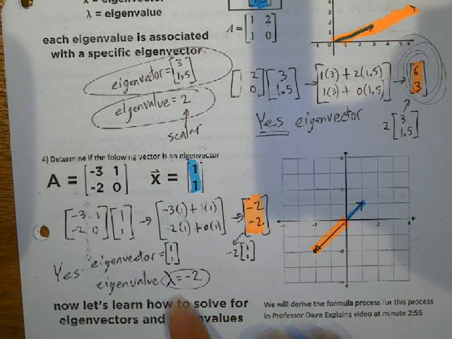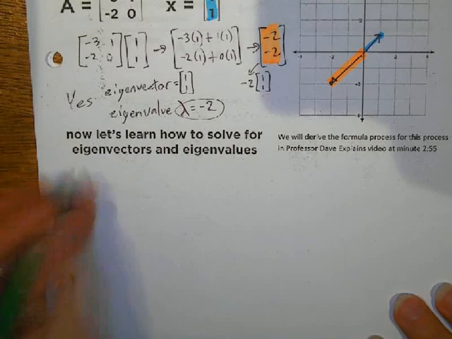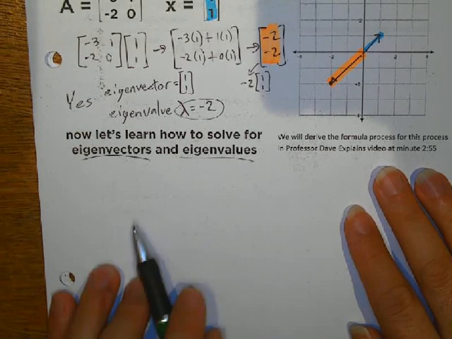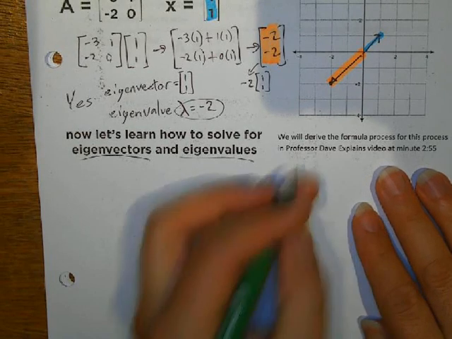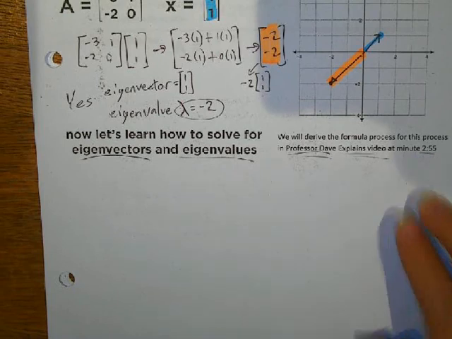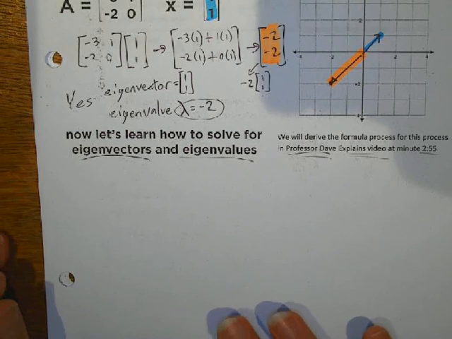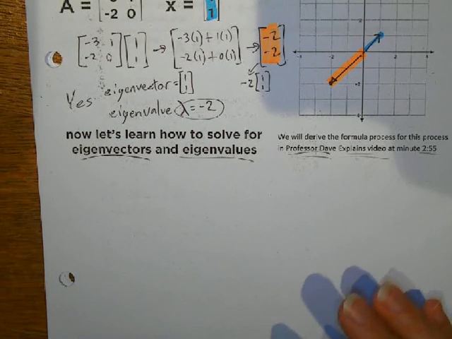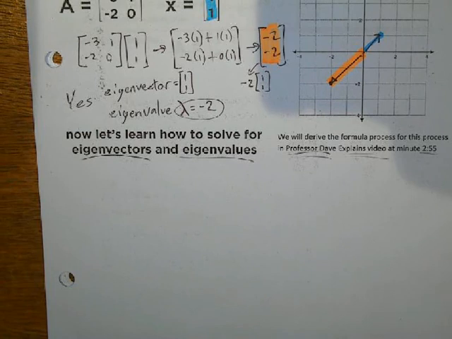Okay, so now we're going to learn how to solve for eigenvectors and eigenvalues. Everything I'm going to write down right now came from Professor Dave's explanation video starting at 2:55. He does add a few things that are a little confusing, but for the most part, this is what he said, and he says it very articulately and amazingly. I wish I was as articulate and amazing as him, but I try my best.